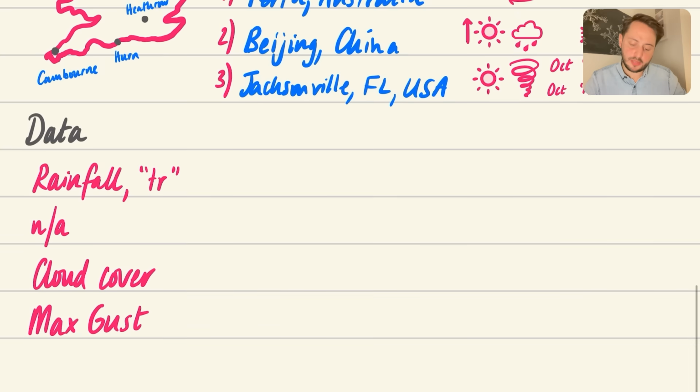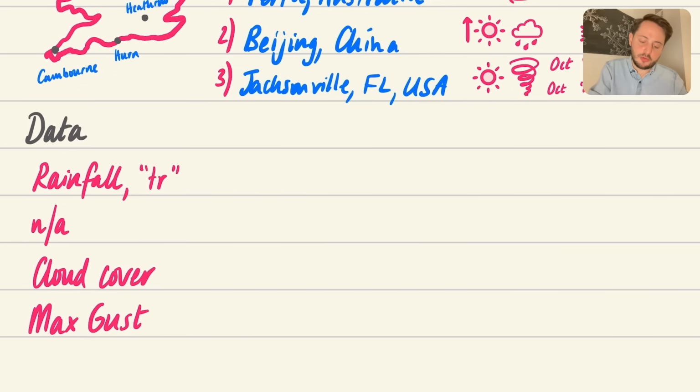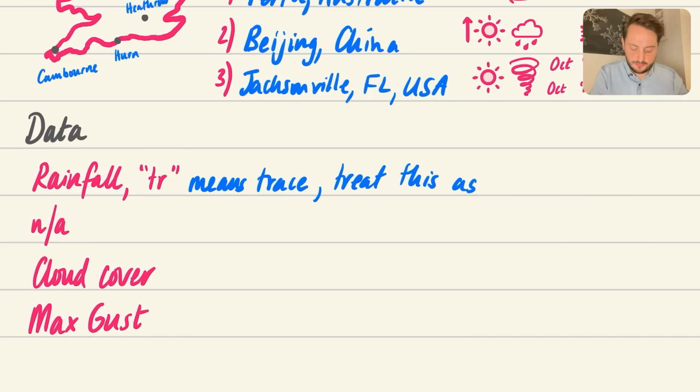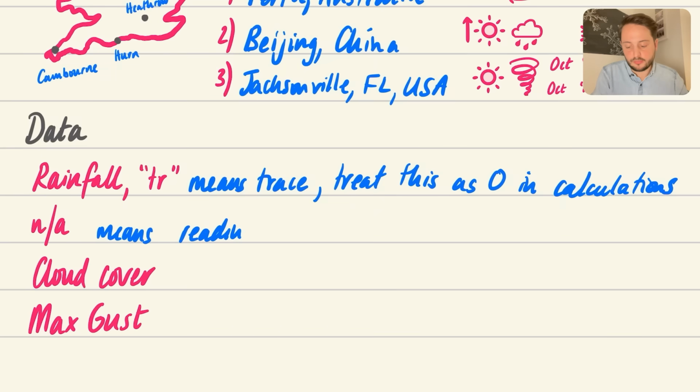So a few things you need to know about the kinds of data that you've got here. First of all, when you're measuring the rainfall, this letter TR comes up in the data. What this actually means is trace, and it means less than 0.05 millimeters of rain. You treat this as 0 in any calculations. And if it ever says NA, it means that the reading is not available. This is going to be a problem if you're taking a sample, so you can't use it in a sample.